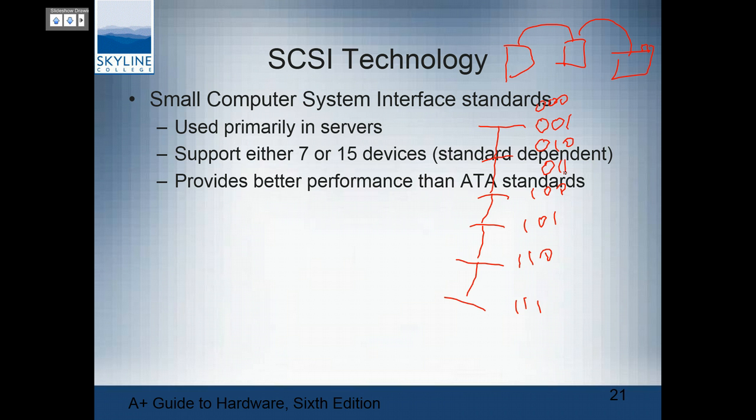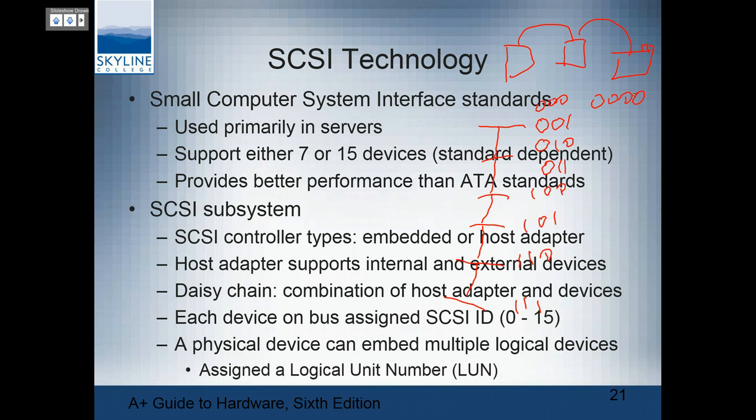So each of these are going to have an address, and they're going to be binary addresses. The 7 or 15 depends on whether it's an 8-bit or a 16-bit device. If we're going to have 15 devices, we would have 4 numbers instead of the 2. Embedded in the host adapter, it supports internal and external. They're daisy chained. You can mix internal and external, but you're still going to be limited to either the 7 or the 15 devices.